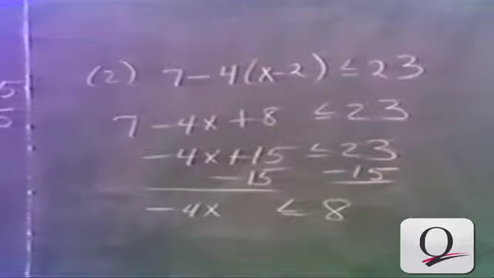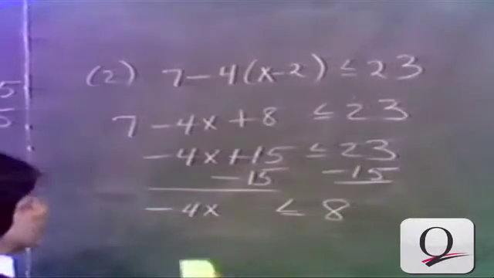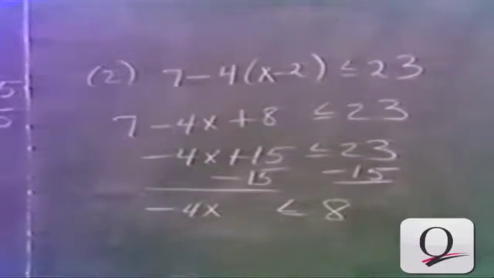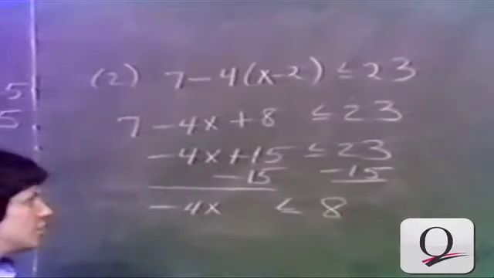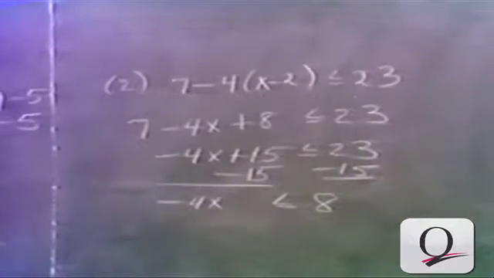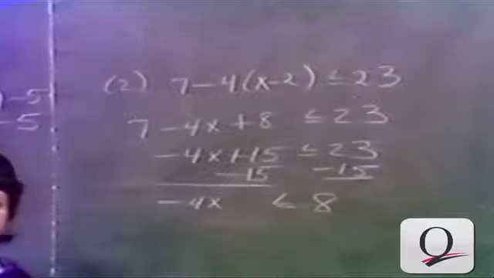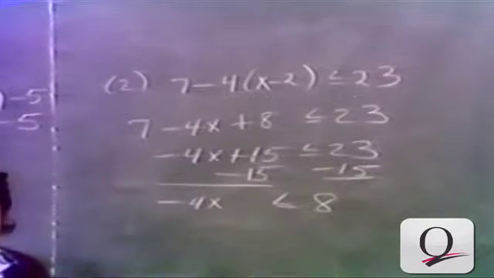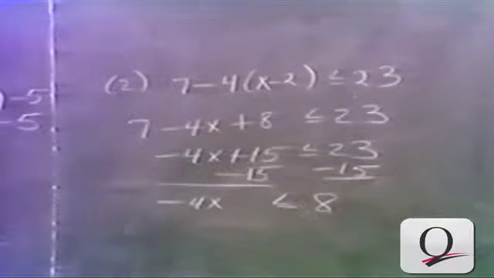Now, when we're working with an inequality, when it comes to addition or subtraction, there's no problem. We can add the same quantity to both sides of the inequality or subtract the same quantity from both sides of the inequality, and we keep the same direction. When it comes to multiplication or division, if you're multiplying or dividing by a positive number, you keep the same direction. But if you're multiplying or dividing by a negative number, then you reverse the direction of the inequality.